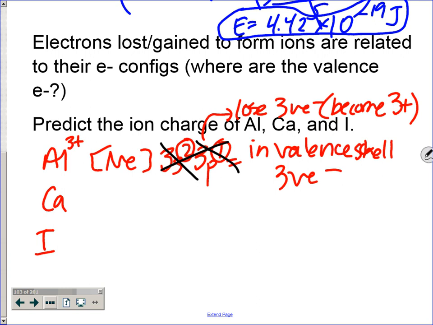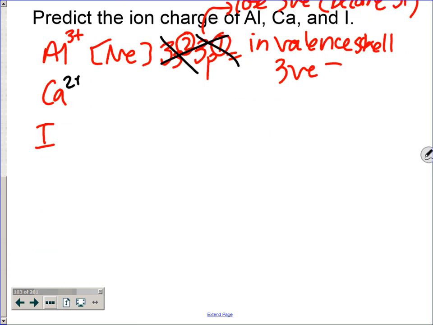Raise your hand if you can help me with calcium. Anushka. Why does it have a 2+ charge? This is assuming it forms an ion, right? So not by itself, it doesn't have a charge, only when it forms an ion. Because it's in group 2, so it would lose 2 to get to the octet, right? Aluminum had 3 valence electrons, so it lost 3, so it backed up to its previous octet. Calcium has 2 valence electrons, so it backs up to lose those 2 electrons to achieve octet again.